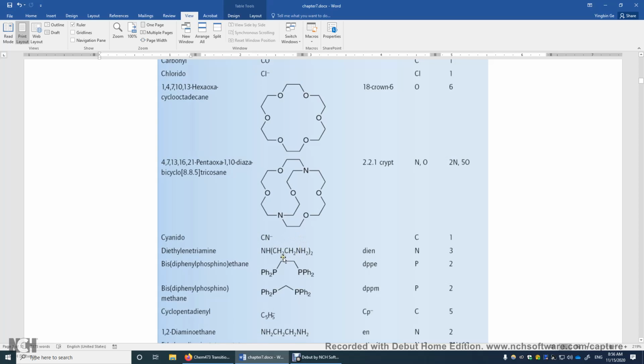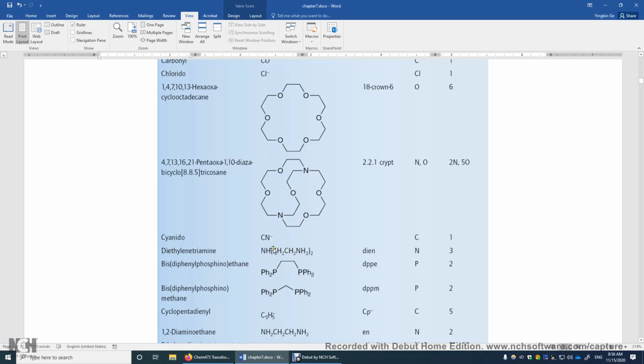The structure is this. It's NH2, and then CH2, and then NH, and then CH2, and then NH2 again. So this is a very long chain. On the two ends of the chain, you have two amino groups. In the middle, you have another NH. All right, between two amino groups, you have CH2.